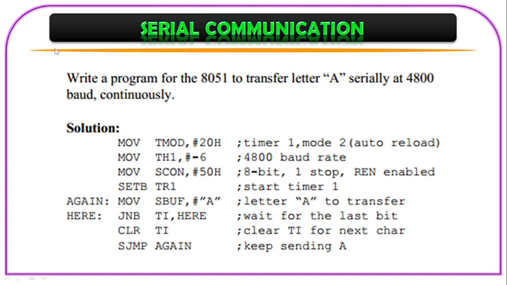Write a program for 8051 to transfer a letter A serially at 4800 baud continuously. So A has to be transmitted again and again serially. Now as told in the procedure, you use the timer, timer 1 in mode 2. So the control word is TMOD equal to #20H. And then to the timer register, you load a count value. For 4800, the count is -6.